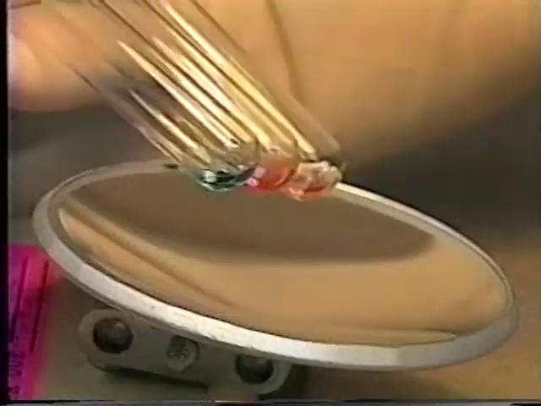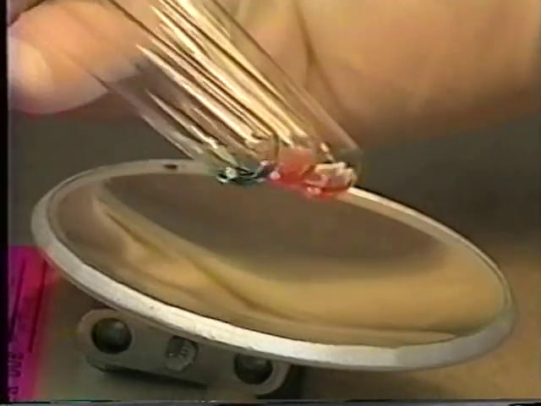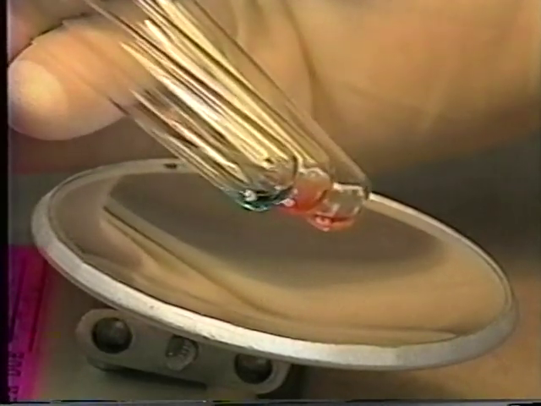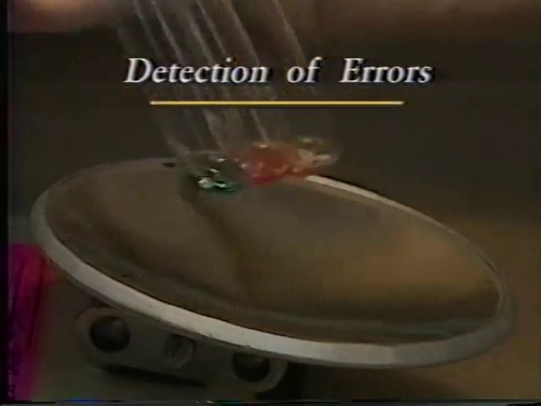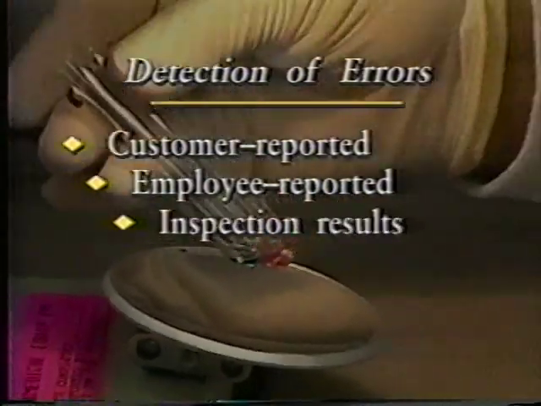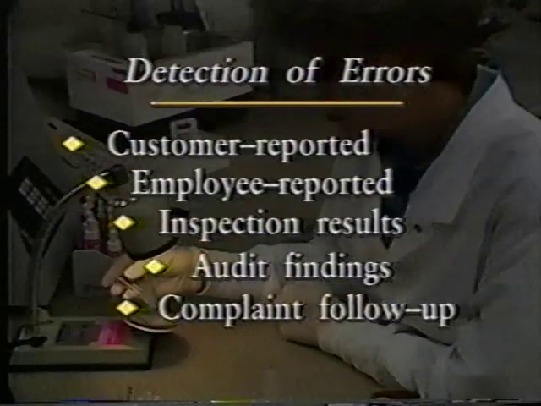You might be asking, what are the elements of a good error management system? Let's look at some of them as they apply to our example. The first step is detection. How can we manage our errors if we don't know when and where they are occurring? Errors are detected in a number of ways. They can be reported by customers or employees, or discovered during inspections, audits, complaint follow-up, or record review. In a quality environment, all employees must feel free to report errors and accidents without fear of punitive actions.